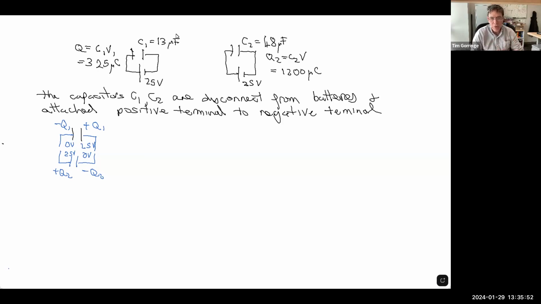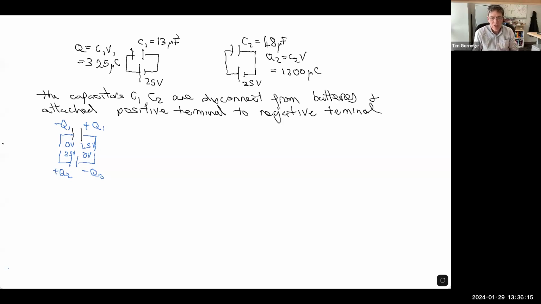Upstairs on the whiteboard, I pictured two capacitors. There's one on the left, C1, there's one on the right, C2. The one on the left is a 13 microfarad capacitor. The one on the right is a 48 microfarad capacitor. So the one on the right has more capability of storing charge. The one on the left has less capability of storing charge.